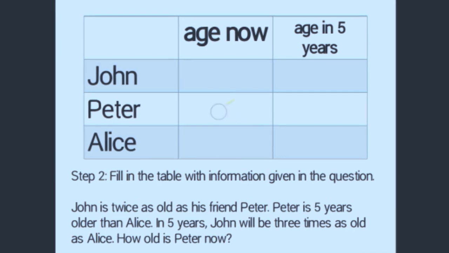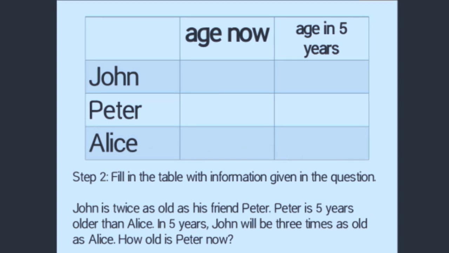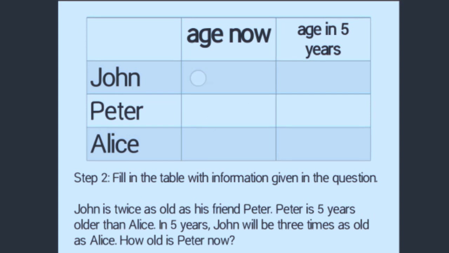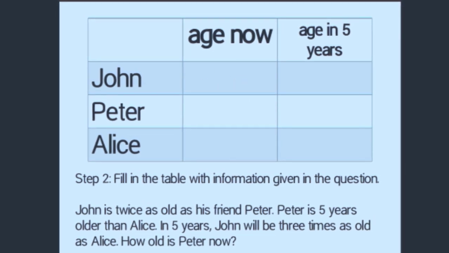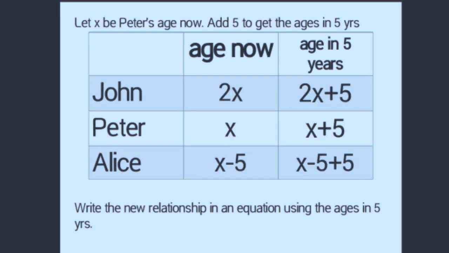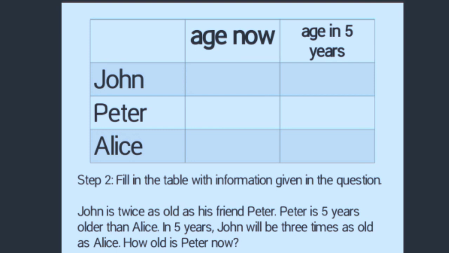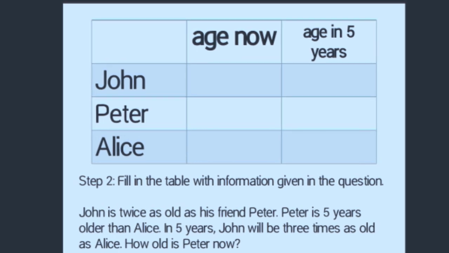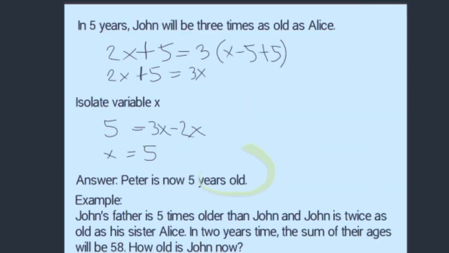Since ang value natin ng Peter, okay, ito na naka-set up na tayong table. So, dapat, si John is twice as old as his friend Peter. Kung si Peter ay X, so dapat 2X si John. Peter is 5 years older than Alice. So, ito na naging equation. Si Peter is 5 years older than Alice. So, merong 5 years na gap si Peter at saka ni Alice. So, si Alice ay may edad na X minus 5, which is galing kay Peter.